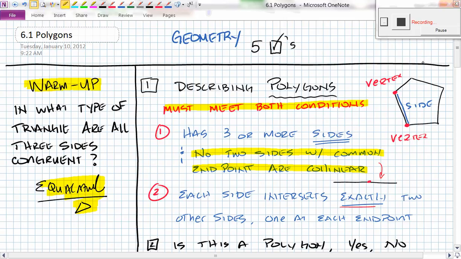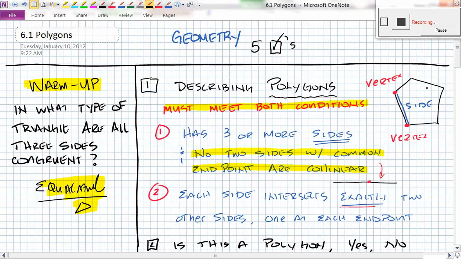Okay, here we go. So for the first idea, the first box here, we're going to describe polygons. There's two things that we need to know in order to describe polygons, and both of those conditions need to be met. So a general figure of a polygon is over here on the right-hand side, this generic-looking polygon.